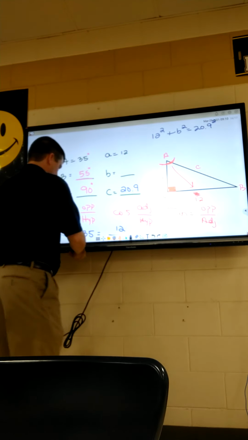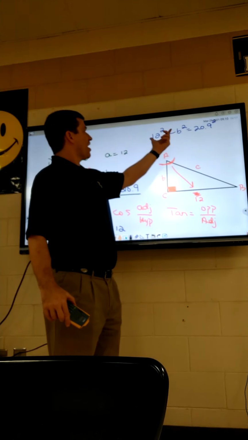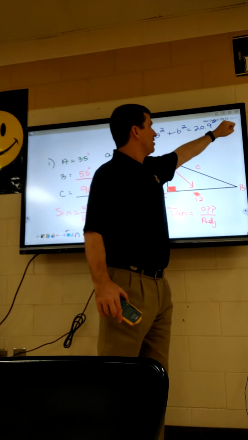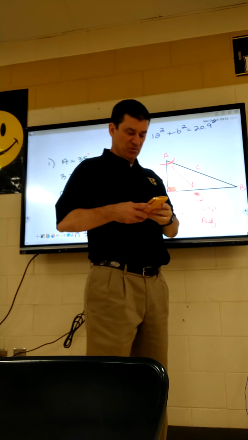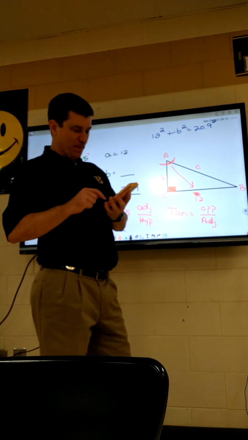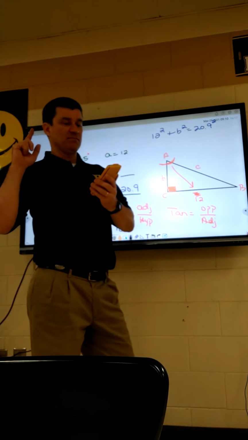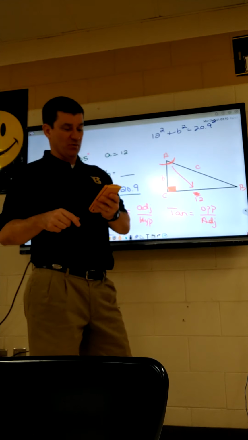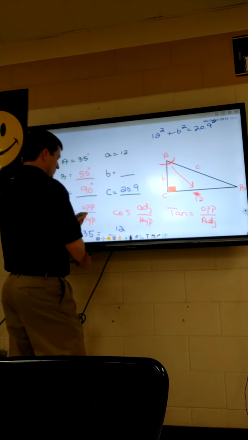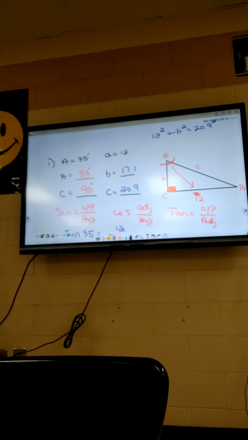Now, we went over this last week. If I have numbers right here for a and b, I add them up. But what's going to happen with 12 squared when I move it over here? You got to subtract it. So we're going to do 20.9 squared minus 12 squared. That's 292.81. Now, find the square root of that. My answer is 17.1. All right, write that in.